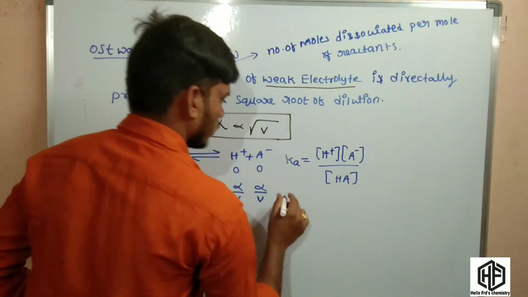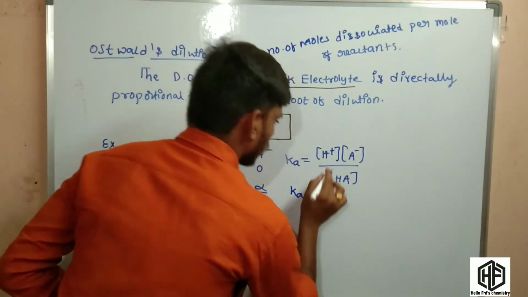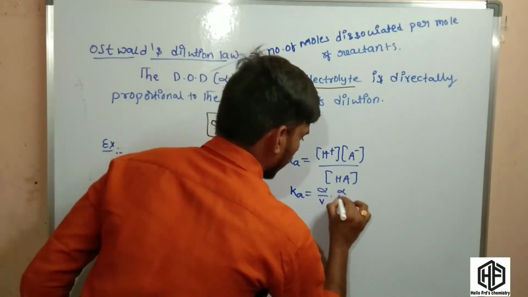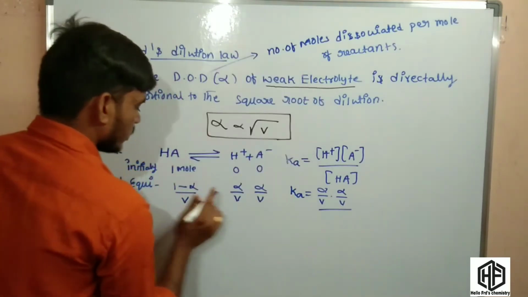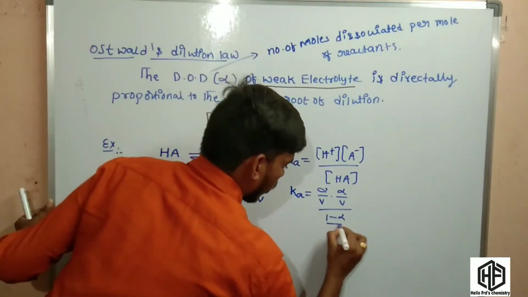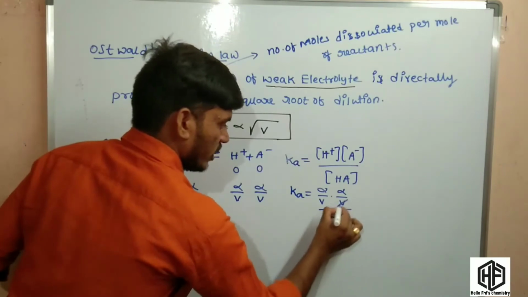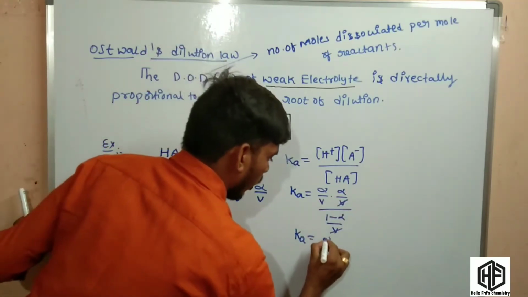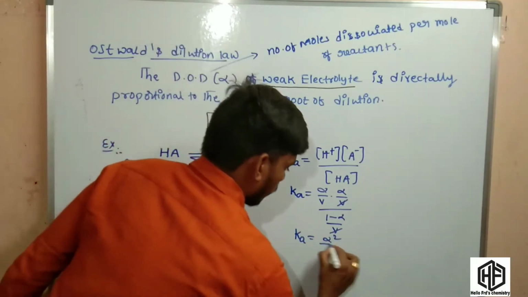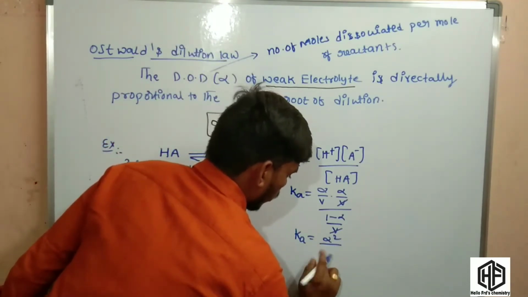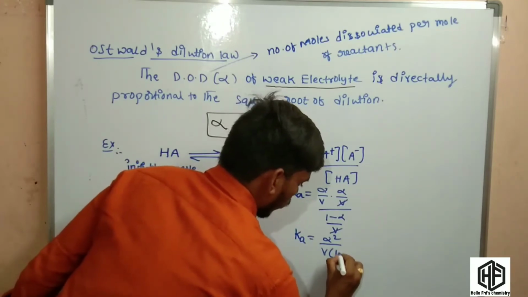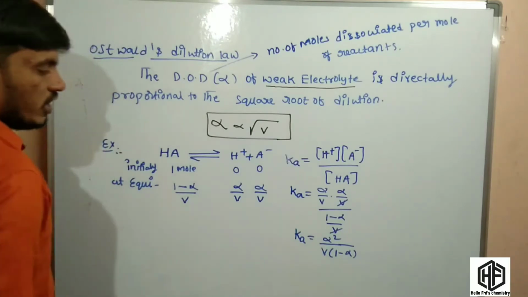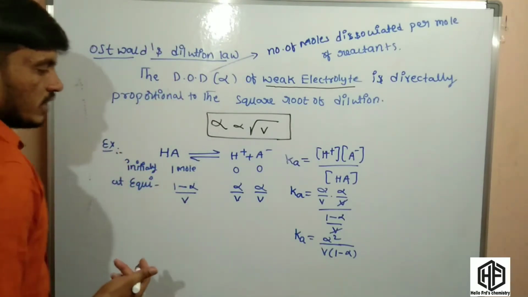In this expression, Ka is equal to alpha by V for H plus, times alpha by V for A minus, divided by 1 minus alpha by V for HA. Now V is cancelled. Ka is equal to alpha square by V into 1 minus alpha.